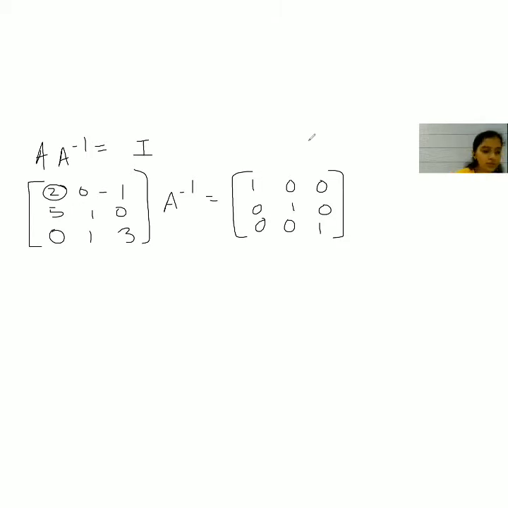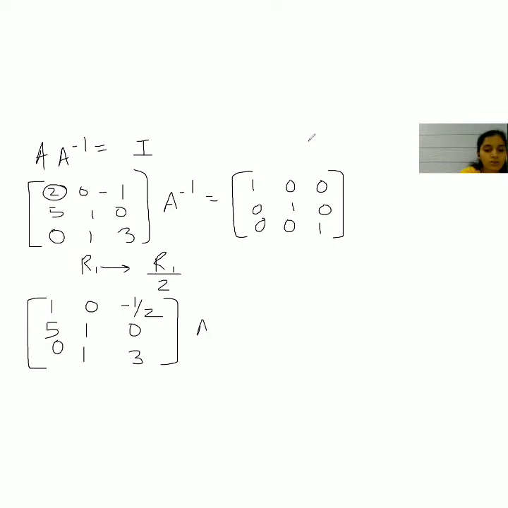So how do we do that? R1 we'll divide by 2. So row 1 changes to row 1 divided by 2. So we have 2 divided by 2, 1, 0 divided by 2, 0, and minus 1 divided by 2 is minus half. Then we have 5, 1, 0, 0, 1, and 3, and the A inverse side as it is. Here we'll have 1 by 2, 0, and 0, since R1 is changing.